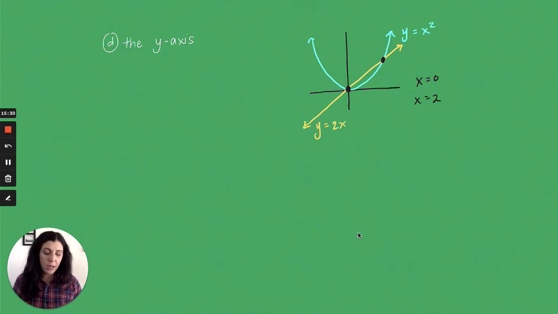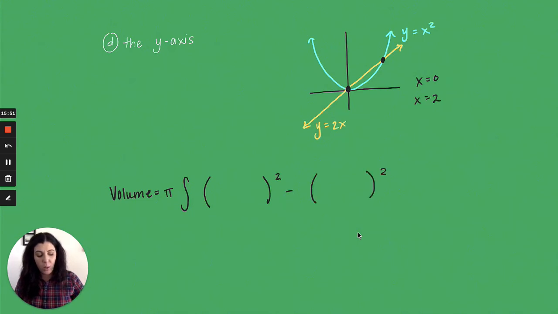And so we're rotating it about the y-axis, which means we're rotating it this way this time. We're rotating it like this, meaning we're going to have a dy equation. So now my bones are set up slightly different. We have volume equals pi times the integral of something squared minus something squared, but now it's going to be dy since I'm rotating it this way.